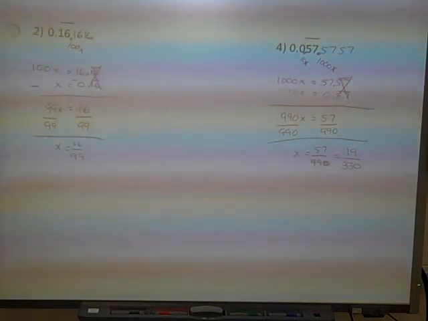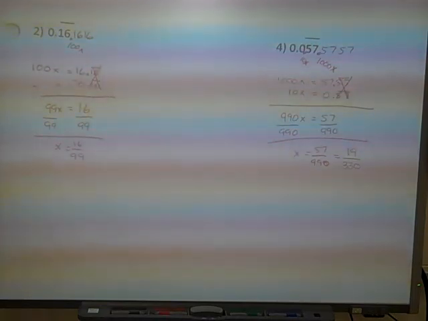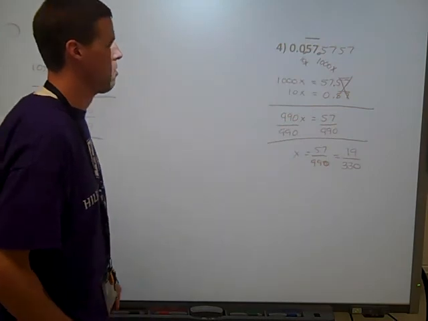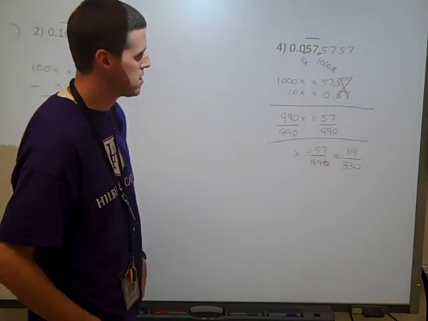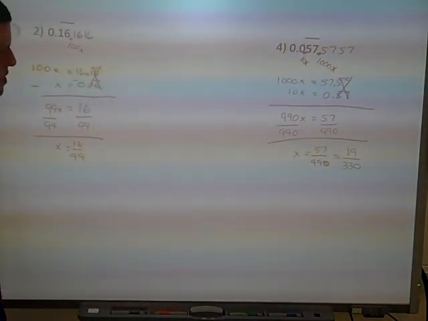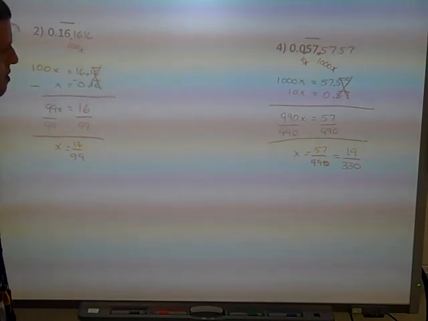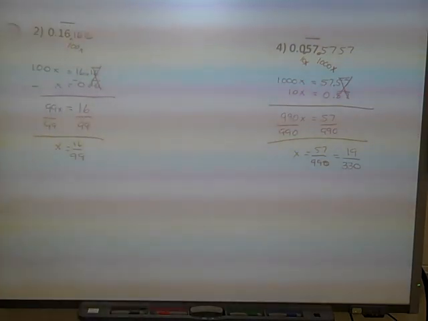Lastly is number 4, 0.057 repeating. Okay, so in order to get just your repeating portion, the 57, as the decimal, you have to multiply it by 10x. Okay, and then you're going to go over 2 more places, which is your multiply by 1000x. So 1000x minus 10x, and then 57.57 minus 0.57 repeating. Your repeating decimal gets canceled out. You get 990x equals 57. Divide by 990, you get 57 over 990, which gets simplified to 19 over 330. Is our simplest form. And that is our repeating decimals converted to fractions.